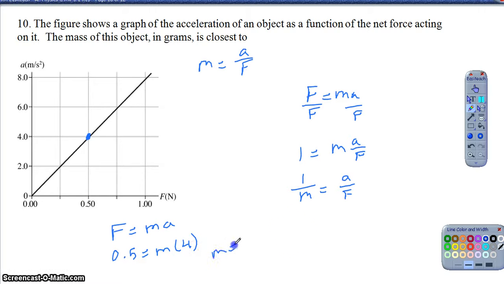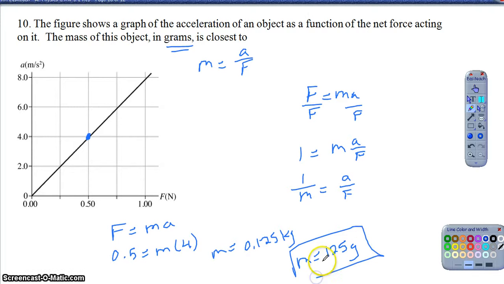So then my mass ends up being 0.125 kilograms. They do ask me, however, for the mass in terms of grams, and so I would just multiply that by 1,000, and I get 125 grams. So I end up with 125 grams. Again, not a terrible question here, so don't make it worse than it has to be.